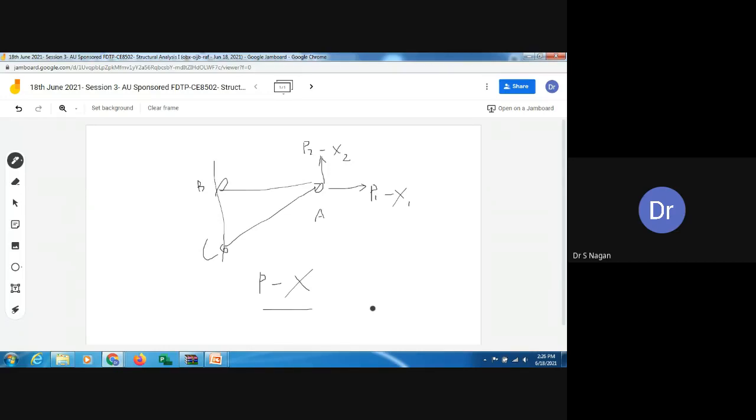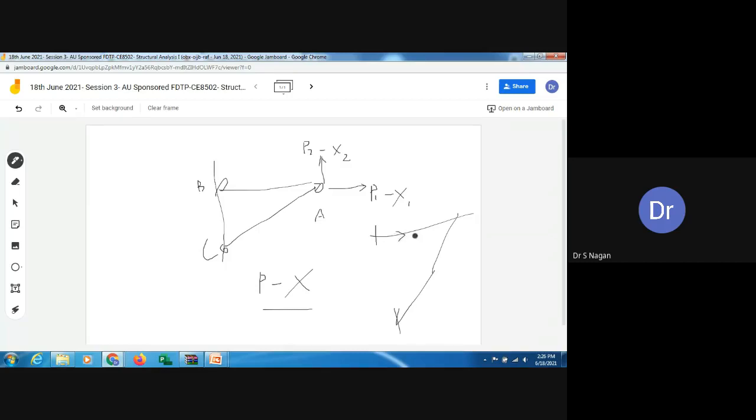Then we need to draw the FE diagram. Compare the method we studied for beams. That will help here to a larger extent. So this is fixed, this is fixed. There we told that all members will have internal joint moment and rotation at their ends. Here, all members will have internal joint forces.